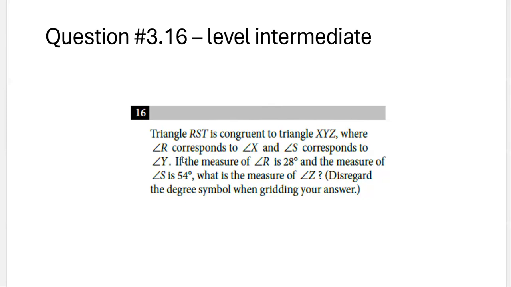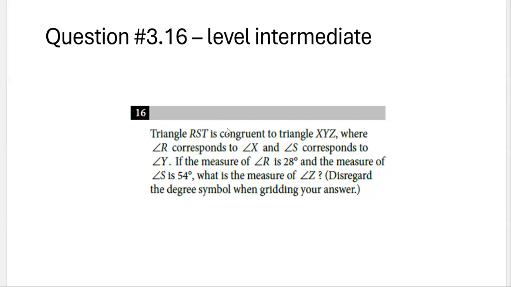Okay, so they give us R and S over here. We're missing T, and they're asking us for Z. T corresponds to Z, and they're congruent, right? These two triangles are congruent. So the measure of T equals the measure of Z. If we just find the measure of angle T, then we get the answer because it is the same as the measure of angle Z.